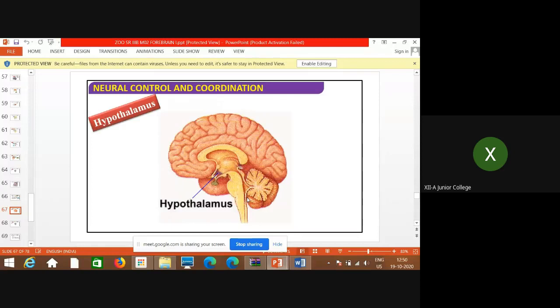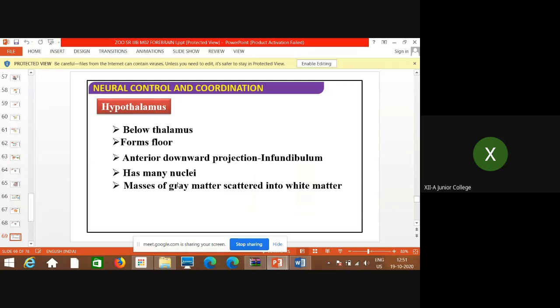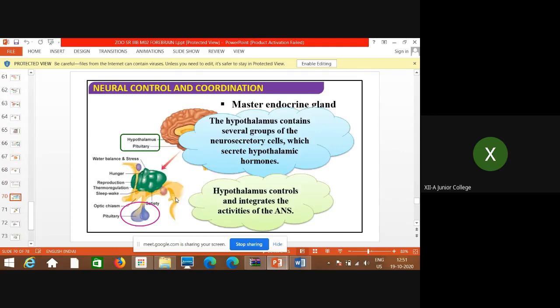Okay, now the last part of the thalamus, whatever is present below the thalamus is called the hypothalamus. See, this is the structure shown in red color, that is the hypothalamus. What is the role? It is present below the thalamus and forms the floor of the thalamus. The anterior downward projection is called the infundibulum and has many nuclei and masses of gray matter scattered in white matter. So this is about the hypothalamus, and its role is very important. It is considered to be the master endocrine gland.